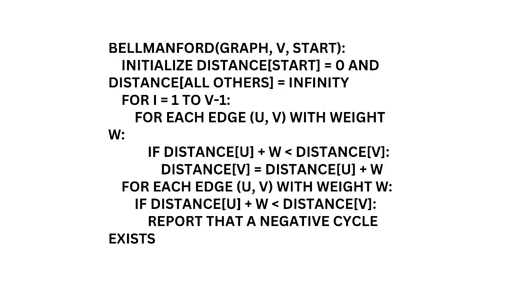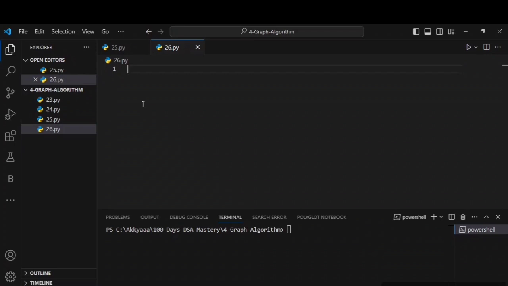So before diving into the coding part, let's look at the pseudocode so that you can get an idea of how we're doing this. The pseudocode basically shows that the algorithm first relaxes all the edges V minus 1 times and then checks for the existence of a negative weight cycle, right? You can pause the video and look at the pseudocode so that you can understand how we are going to frame our code. So now let's move on to the actual coding.